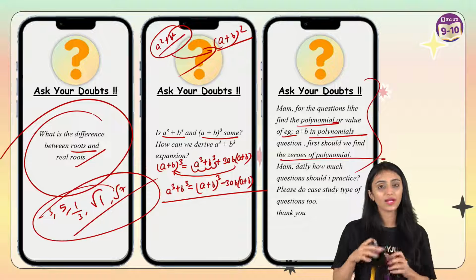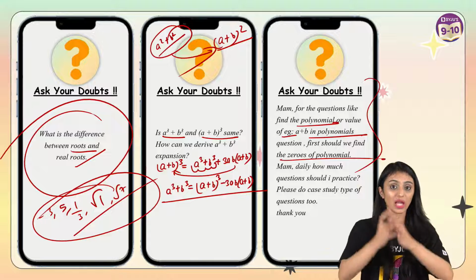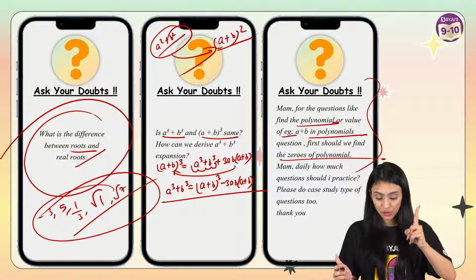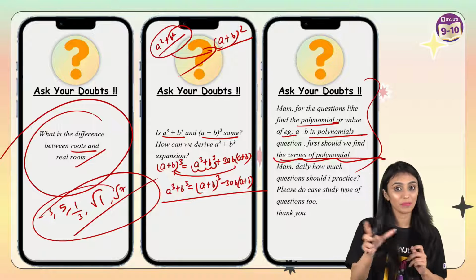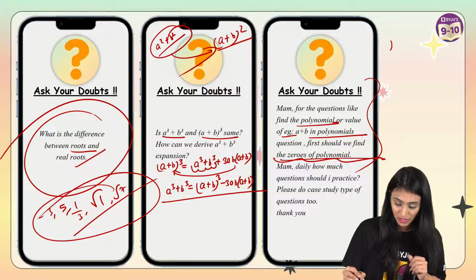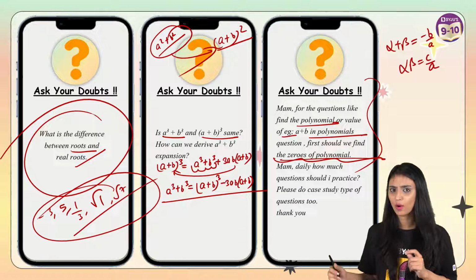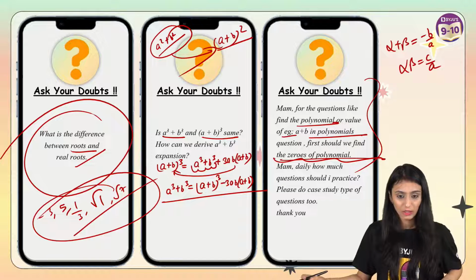When they ask you to find the value of a polynomial, they ask you to frame a polynomial. The very first thing you should do is find the zeros if it is possible using middle term splitting. Otherwise, use the relationship that the sum of zeros, alpha plus beta, is equal to minus b by a, and alpha beta is equal to c by a. I hope I have understood your question. I think this is what you meant.